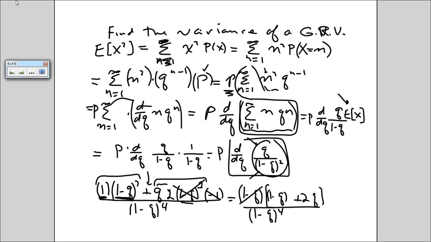I kill off one factor of 1 minus q on top, leaving none. I kill off 1 from the bottom, leaving 3. If you have 2q and you take away q, you just have q. Don't forget the plus 1. This is all over 1 minus q cubed.